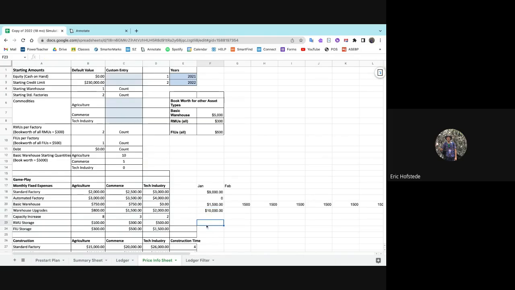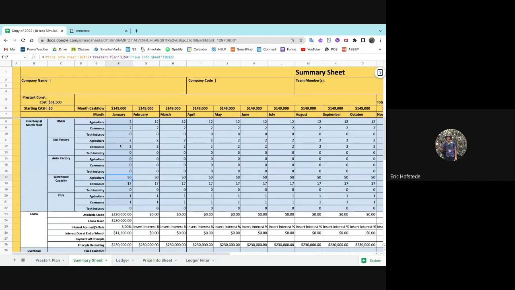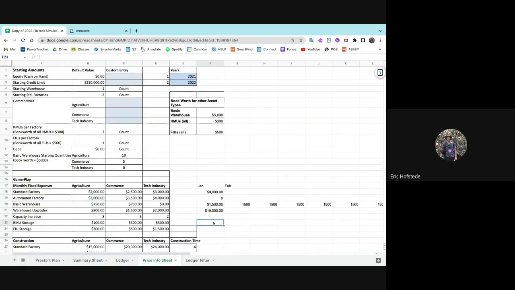I'm also storing those starting RMUs I had. That's going to be found on my summary sheet. I had 2 of each of commerce and agriculture, and FIUs 1 of each. So I'll quickly throw that in my calculator, which is the Excel sheet itself. Equals, that starts the equation, and I can click on any cell, and it has that number in there, so 100, and I know I have 2 of them, so I'm going to go times the little star, 2. But I also want to add on my commerce, and there's also 2 of those.